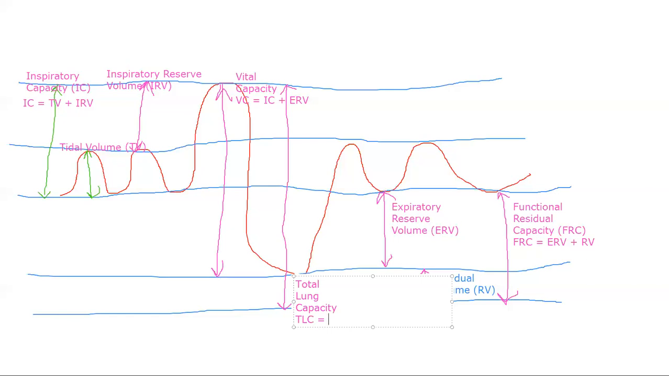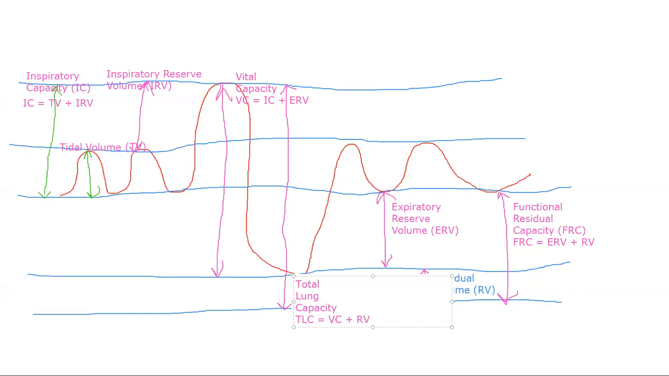IC plus ERV plus RV. Okay, that would work. Inspiratory capacity plus expiratory reserve plus residual volume would work. Can you give me a simplified version? VC plus RV. VC plus RV would work.